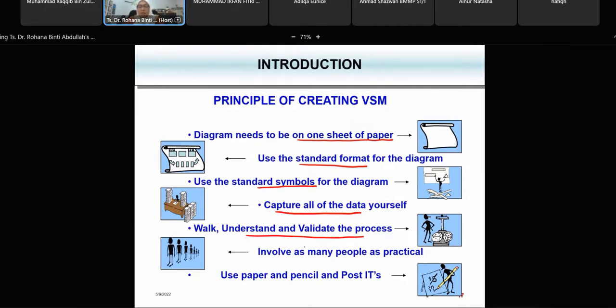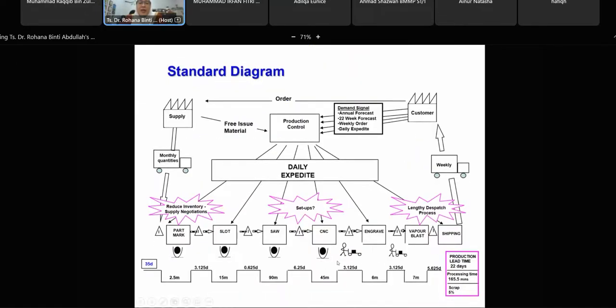Alright, tapi kalau dalam case you all ni is an disadvantage because you tak boleh pergi dekat production line lah kan. Involve as many people as practical, ataupun as possible lah ni. Alright, use paper and pencil and post-it notes. Alright, so you boleh pakai semua ni untuk develop you punya value stream map. Ni dia rupa dia. Alright, this is a standard value stream mapping punya diagram.